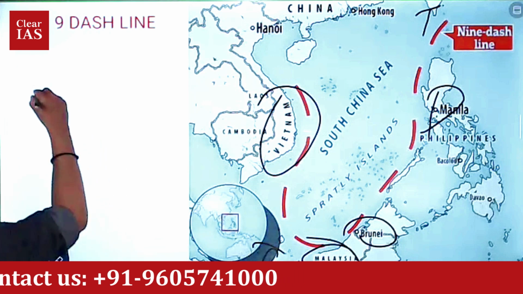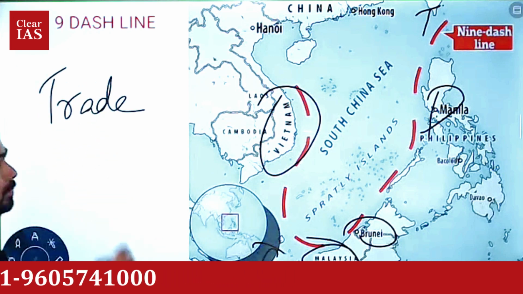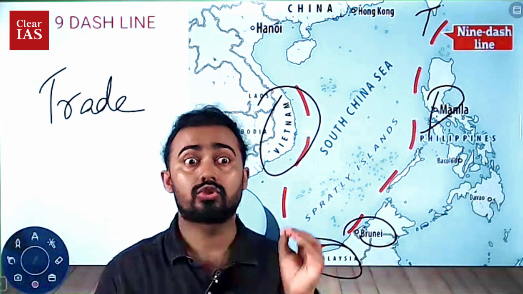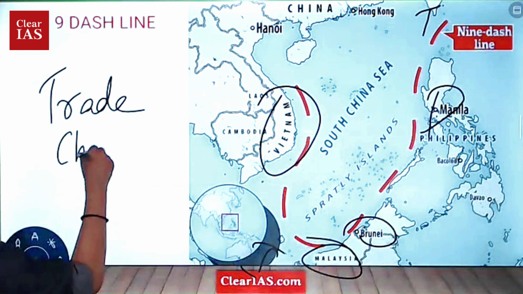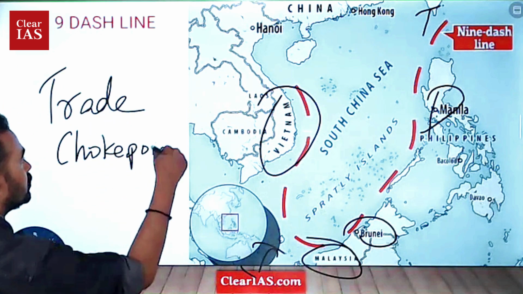Trade route is one thing. Two important things are there. Trade is one thing because it is one of the busiest trade routes in the world. One point: it is a choke point, we can say. The word is choke point. This is one of the important choke points. Any other importance?